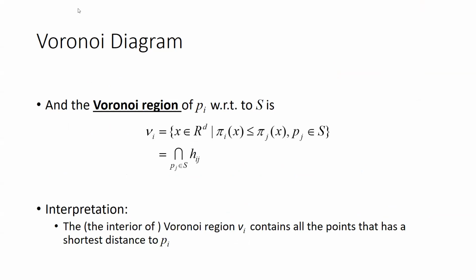And then the intersection of all these will be equal to your Voronoi region. That means I fix a point Pi, and then you iterate over all the Pj points, and we intersect all the half spaces. Then that is the Voronoi region of 1 point. This Voronoi region contains all the points that are closest to Pi.